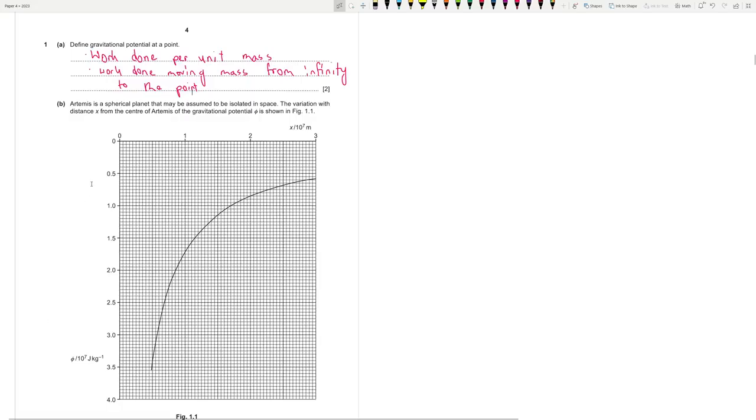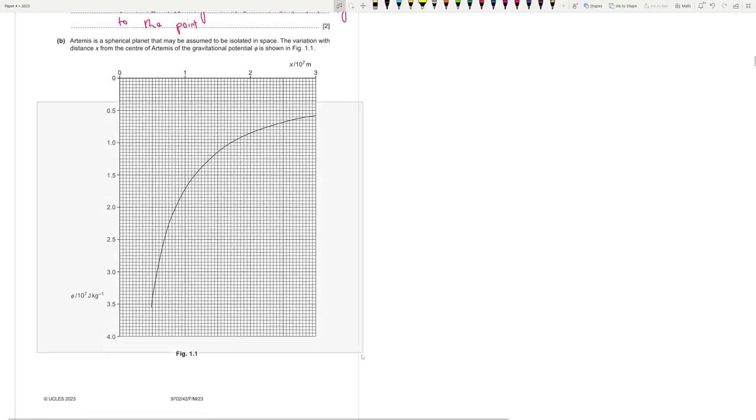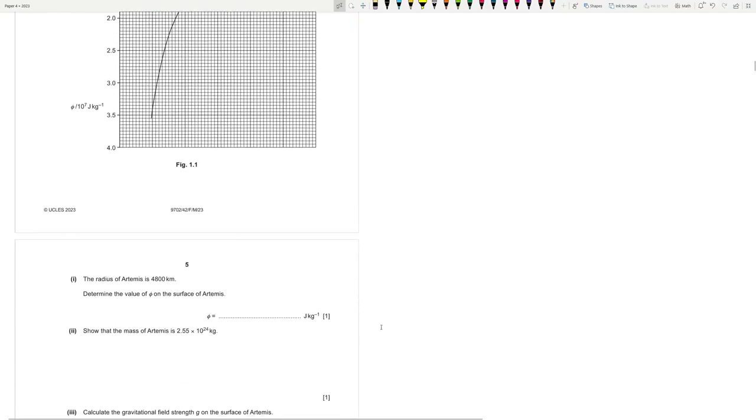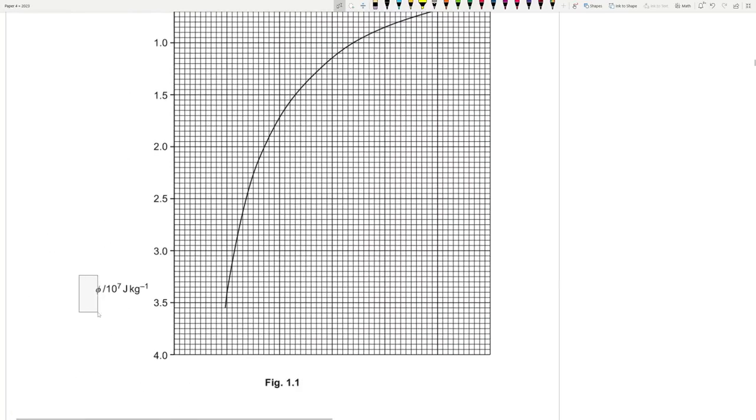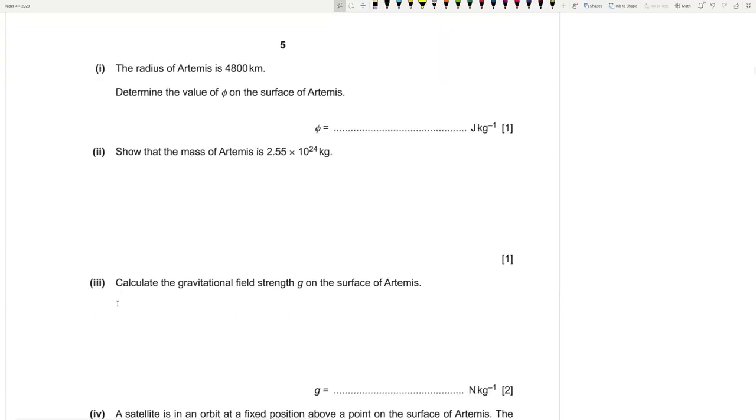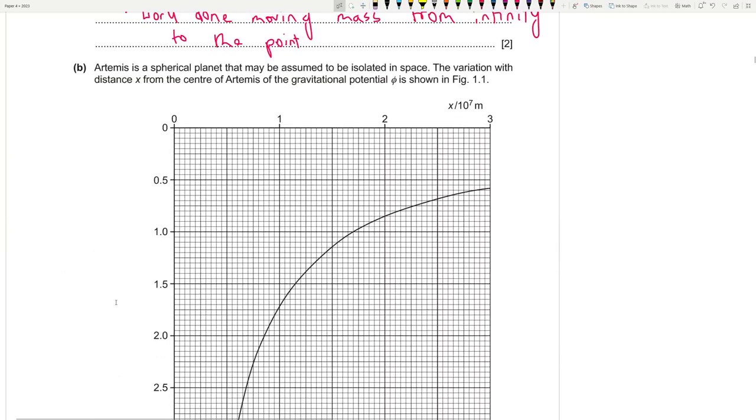Artemis is a spherical planet that may be assumed to be isolated in space. The variation with distance x from the center of Artemis of the gravitational potential is shown. Gravitational potential is a negative value, you guys already know that. The radius of Artemis is 4,800 kilometers. Determine the value of phi on the surface of Artemis. It seems they've changed the symbol for phi starting from this variant.